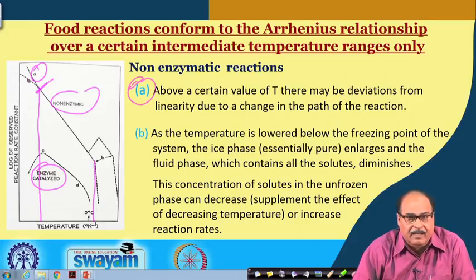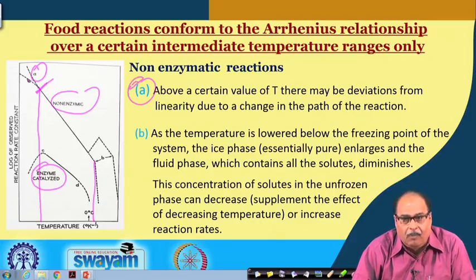You can take an example of an evaporation process, where raising the temperature above a certain level might result in evaporation of the water, and this might cause an increase in the concentration of the solutes. This increase in concentration might result in deviation of the process from linearity.